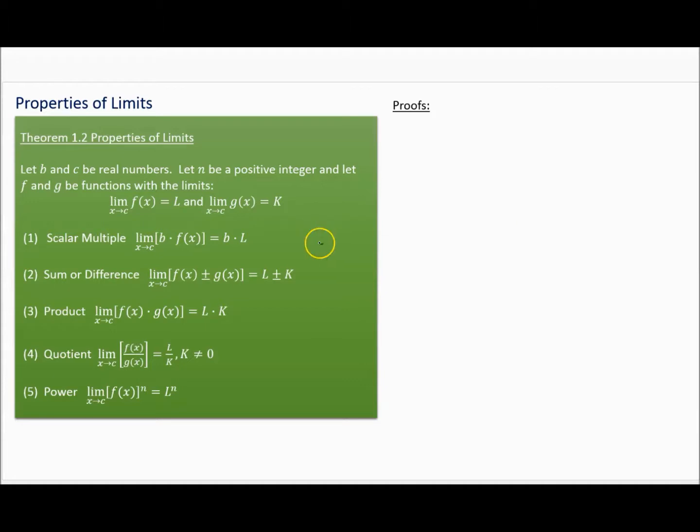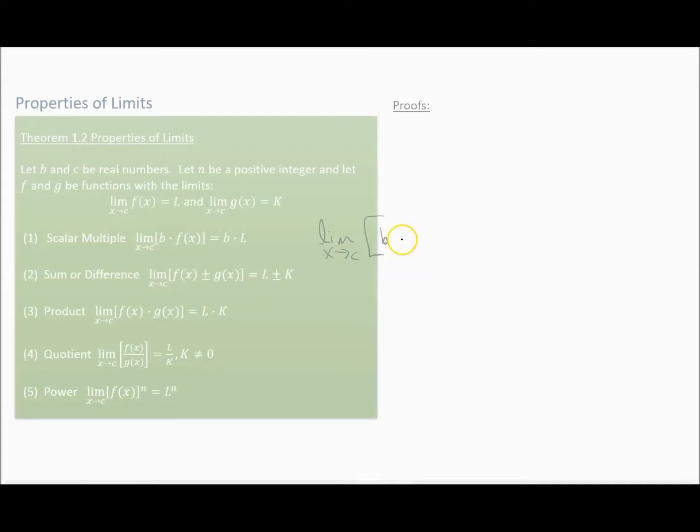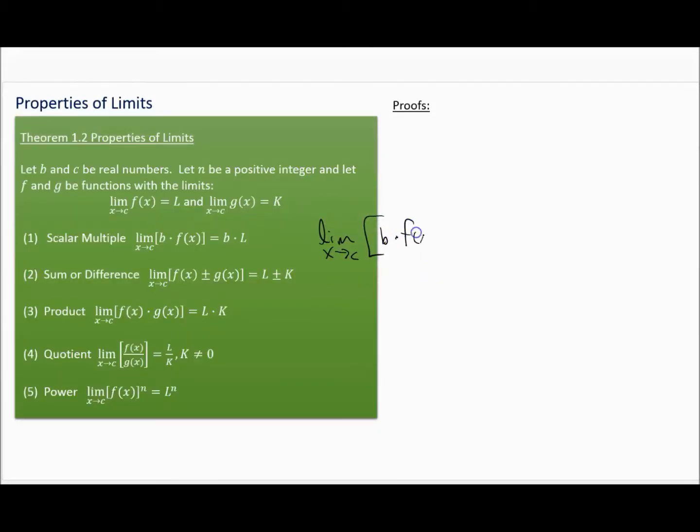So if you take the limit as x goes to c of b times f of x, my PowerPoint was freaking out. Did you see that? You are allowed to pull the b out front. That is a scalar multiple, often called a constant multiple. It means the same thing. That's b times the limit as x goes to c of f of x. And then we were given that answer. So that's b times, and it's right up here, it's L. So in other words, you're always allowed to move a constant multiple in front of the limit sign.